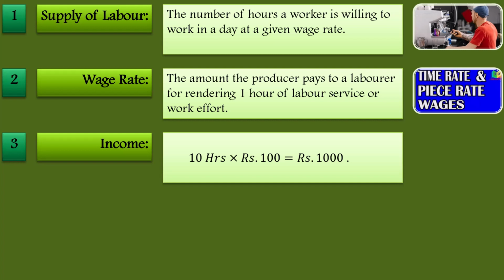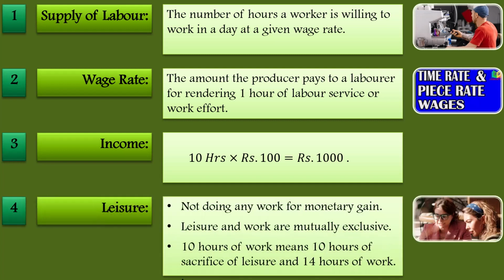Suppose a worker worked for 10 hours at the wage rate of 100 rupees per hour. His income on that day is 10 multiplied by 100 rupees, 1000 rupees. 4. Leisure means not doing any work for monetary gain. Leisure and work are mutually exclusive. It is more than this. 10 hours of work means 10 hours of sacrifice of leisure and 14 hours of work.